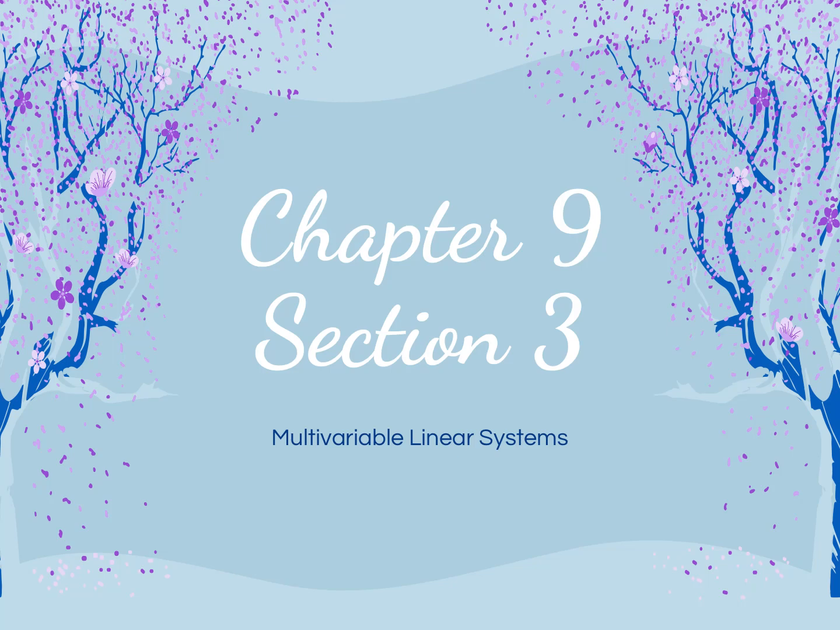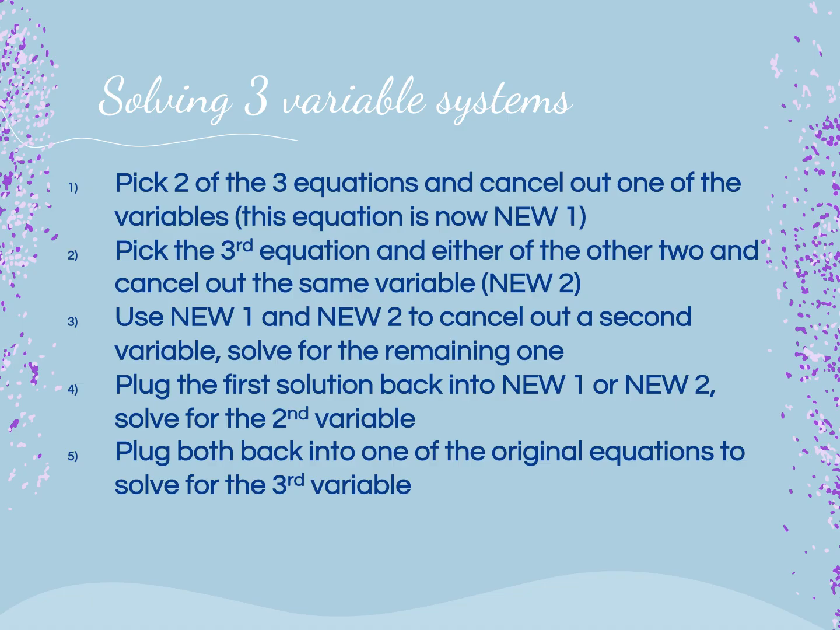All right, we're gonna solve multivariable systems using elimination. So here are the steps to solving three variable systems. Typically what we do is we try to eliminate one out of our three variables, and we do that twice so that we have two equations. I would call them new one, new two: new equation number one, new equation number two.